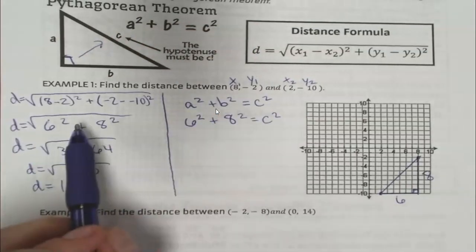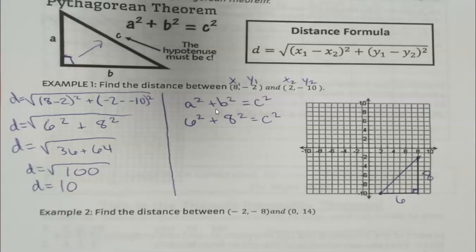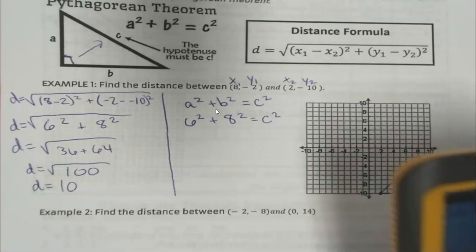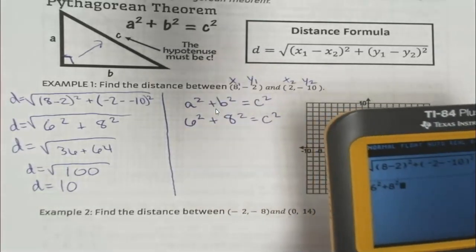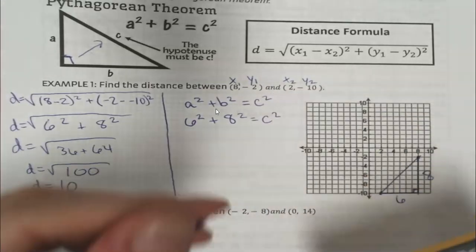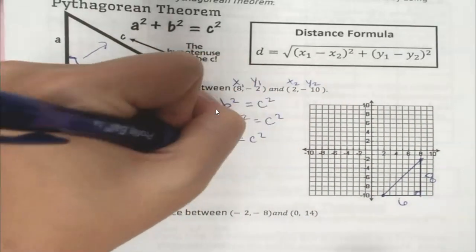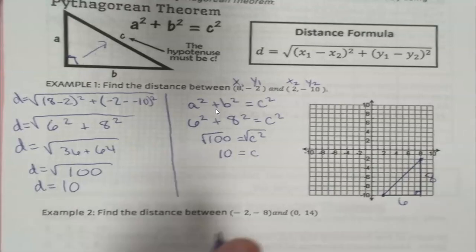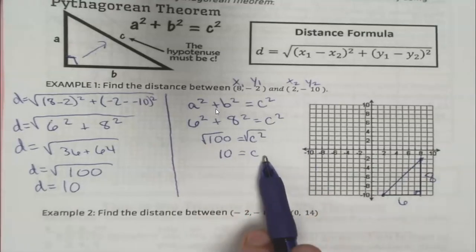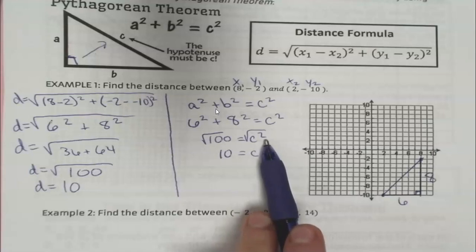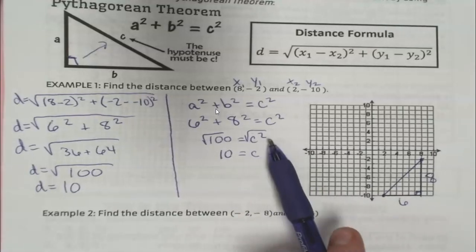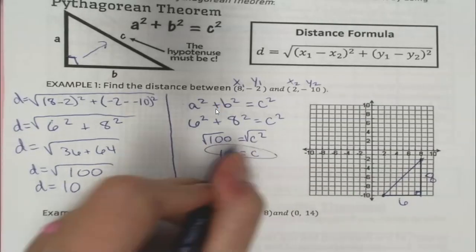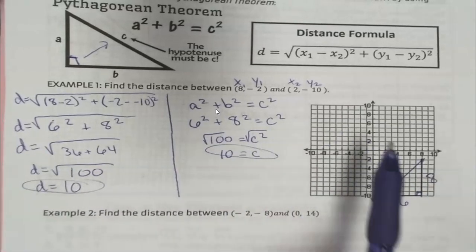You may start seeing some similarities between these two. So 6 squared plus 8 squared equals 100. And then the square root of that is 10. Why am I taking the square root? Because I don't want c squared, I want c all by itself, and the only way to get rid of that square is to take the square root and get rid of it.